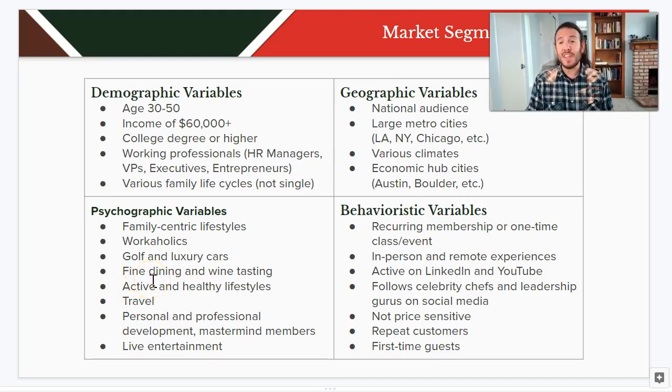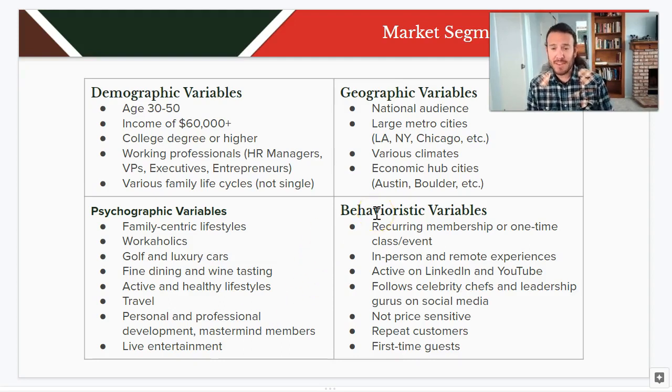They're paying attention to the food that they're putting in their body. These folks might be interested in travel, personal and professional development. They might be part of mastermind groups. These are groups that talk about corporate and personal and professional development. And these folks might be interested in live entertainment, concerts, plays, opera, ball games, baseball games, basketball games, college games, and so on and so on.